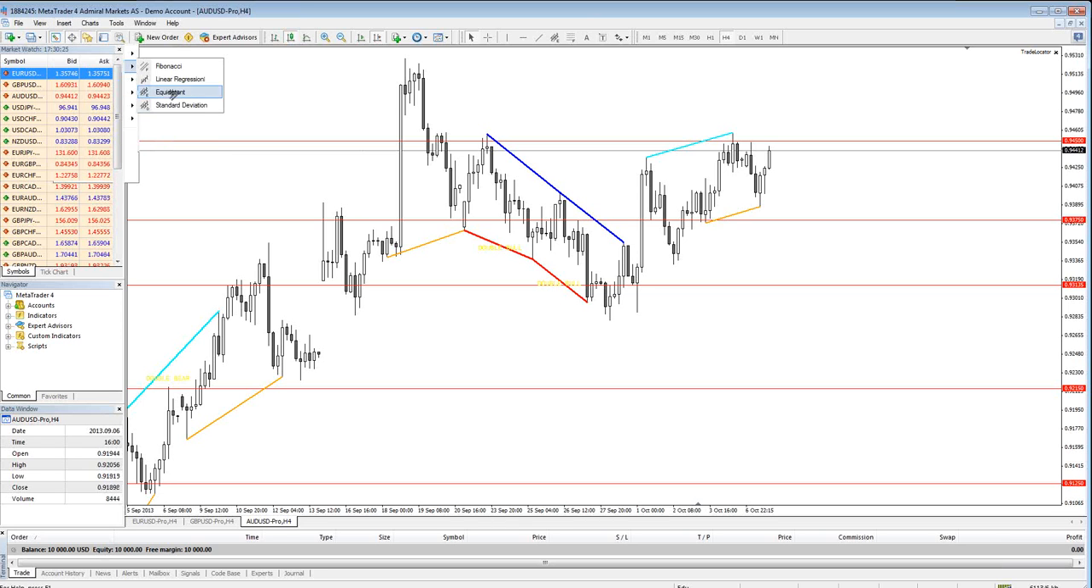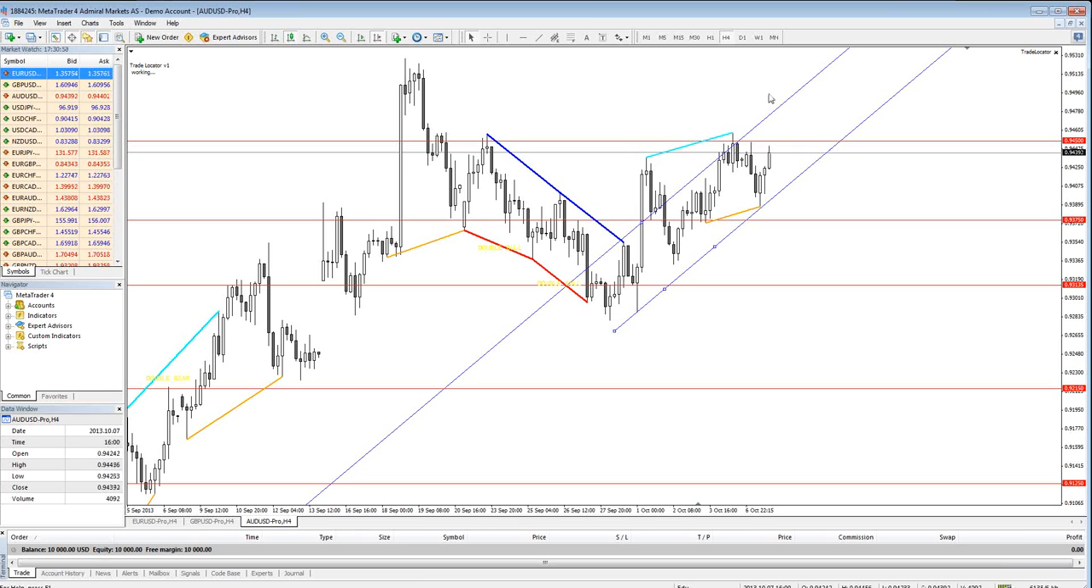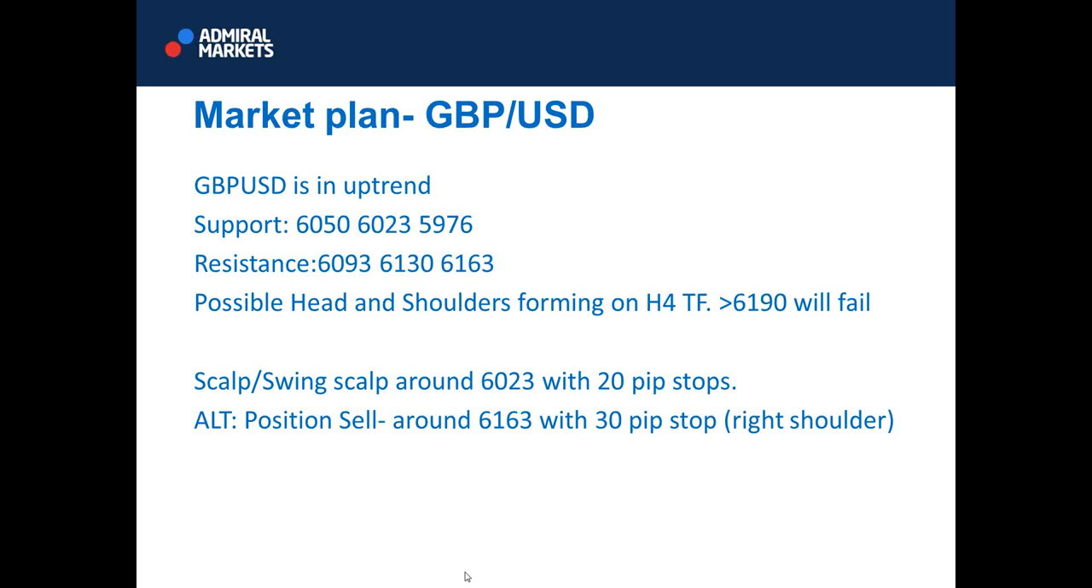Equidistant channel, 4-hour time frame. Let's see what we have here. Okay, here. You see what happened with Aussie. The price went up. It was tested. There is the top. Then it got back into the channel. But now again it has a very big potential to go above 94.50 and go up the channel. It will break out of the channel. So this is the scenario for Aussie.